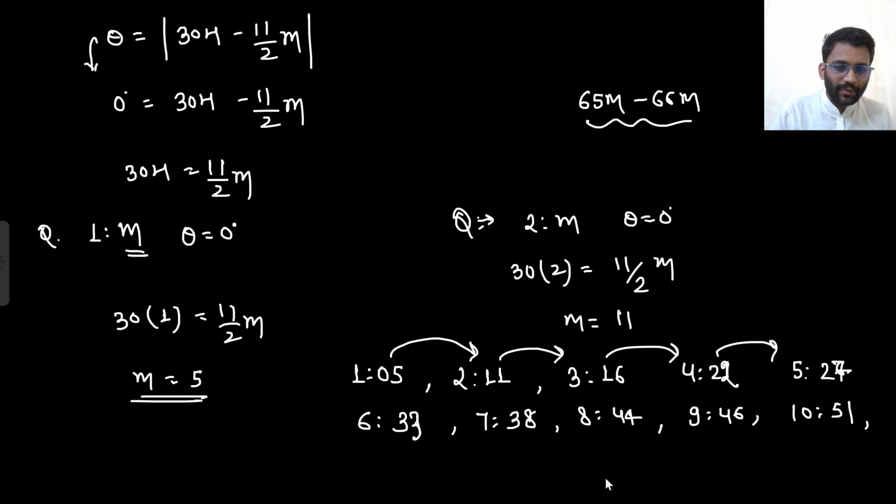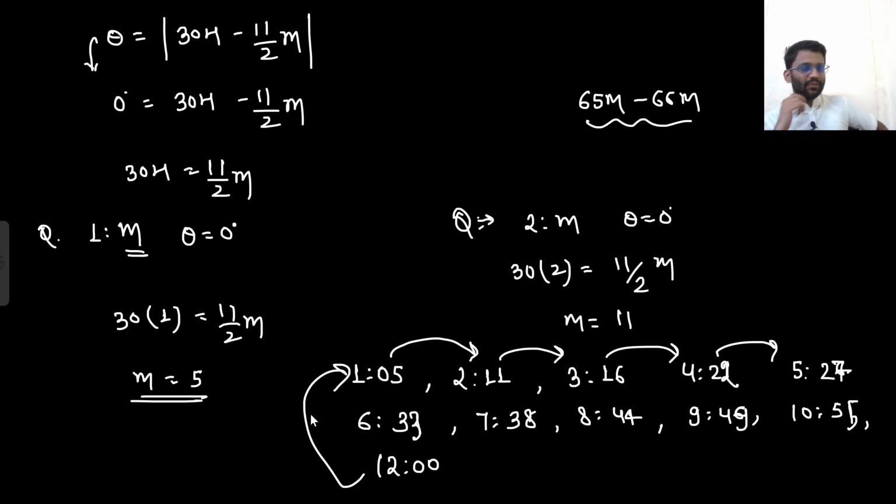So this would be 44, then this would have been 44 plus 49, and this would have been 10:55. And after 10:55, directly at 12. And after 12, directly at 1:05. So this is what happens. 1:05, 2:11, 3:16, 4:22. So nearly every 65 to 66 minutes.